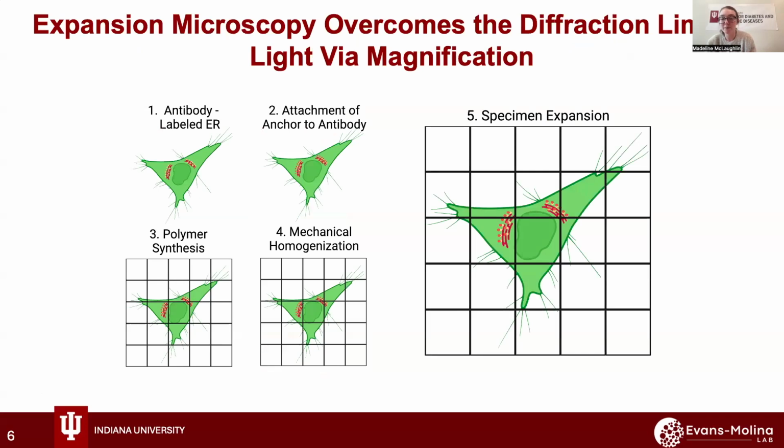The first technique we have applied is expansion microscopy, or EXM. Expansion microscopy is able to overcome the diffraction limit of light using simple magnification. Cells are labeled with an antibody of interest. Here, because we were labeling the ER, we chose the ER protein RTN4, and you attach a chemical anchor to that antibody or structure of interest. A gel is made, and the fluorescent label is actually transferred into the gel, and then the gel is expanded through osmotic force by simply adding water.